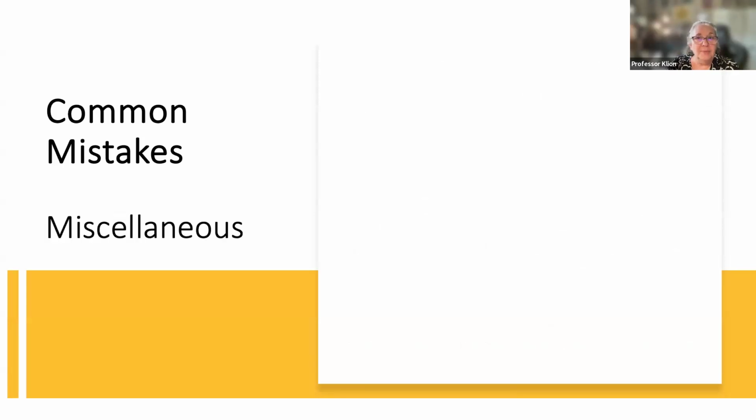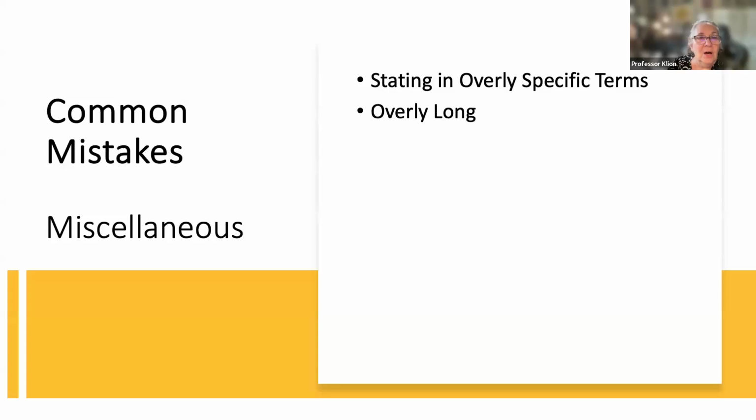There are other common mistakes. One is using overly specific terms so that you are explaining the case with such specificity that it can't be applied to any other case. Another one would be to have an explanatory parenthetical that is overly long, which would make it unreadable. And since your parenthetical is only supposed to be a single sentence, it would make it probably grammatically incorrect.